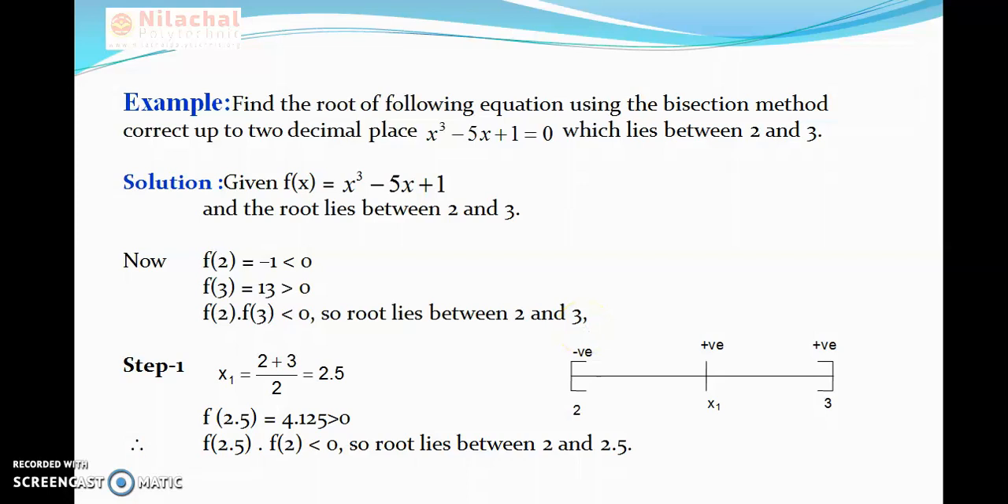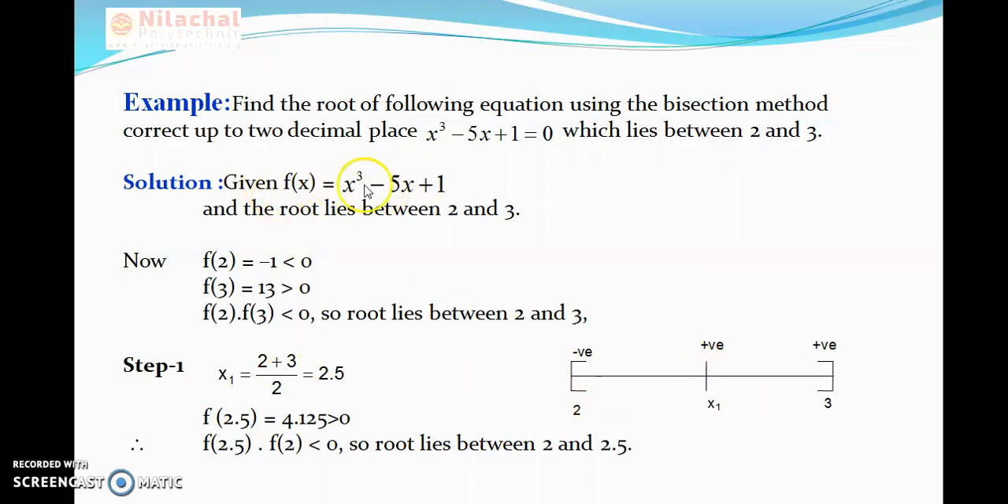Once we obtain the interval, a, b equals 2, 3, we will start our first approximation root, that is x1. So this is the graph, on a real number line: 2 is here, 3 is here. At the point 2 the function is negative. At the point 3 the function is positive, meaning they are of opposite sign. Then we start the first approximation: x1 equals (2 plus 3) by 2. The formula is (a plus b) by 2, which equals 2.5, meaning the middle point. That means x1 will lie here, and we will test this x1 in this function.